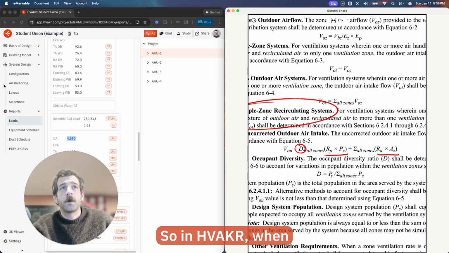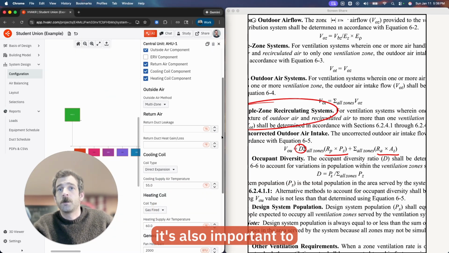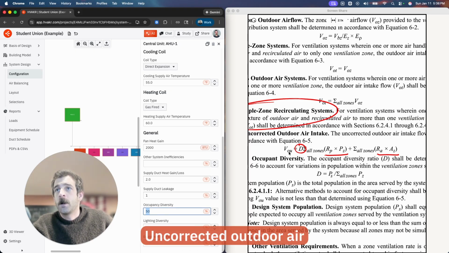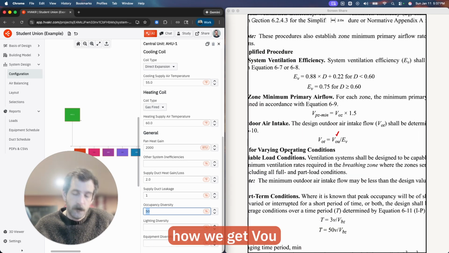So in HVAKR, when you're configuring a system and you're selecting for this method, it's also important to check out your occupant diversity, as that's going to affect your outdoor air intake required. Uncorrected outdoor air intake is a function of diversity. That's how we get VOU.